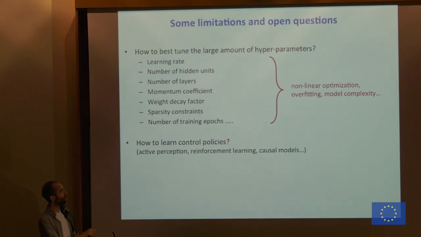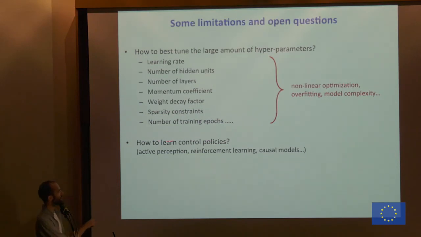How to learn control policies. This is related to reinforcement learning and to the discovery of causal structure. This is something that in the last years has been showing some groundbreaking results, like the Google DeepMind team, which is coupling deep learning with reinforcement learning algorithms.